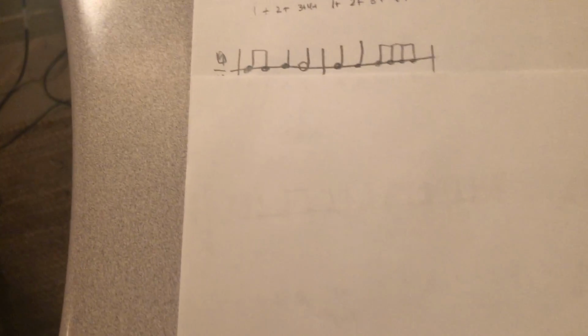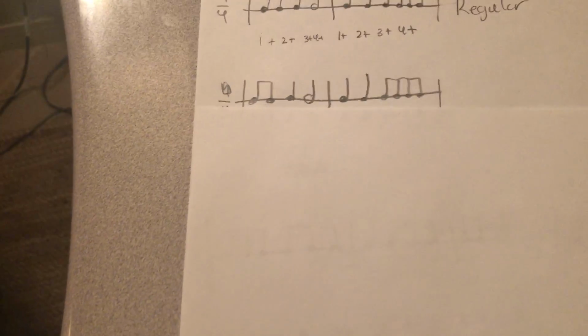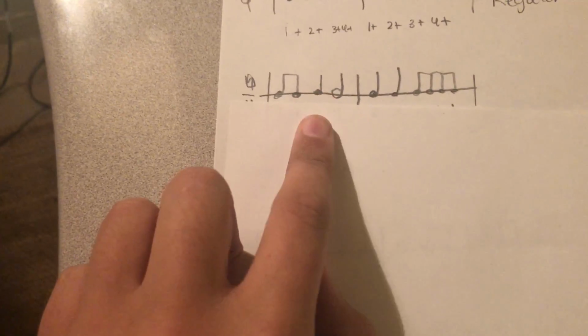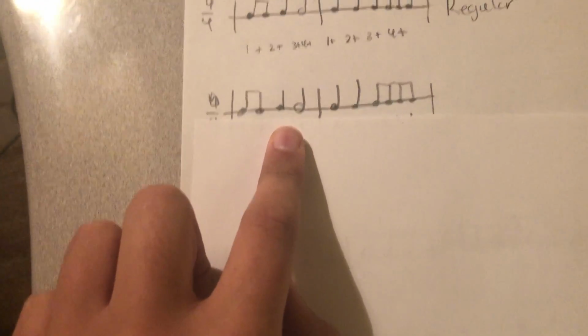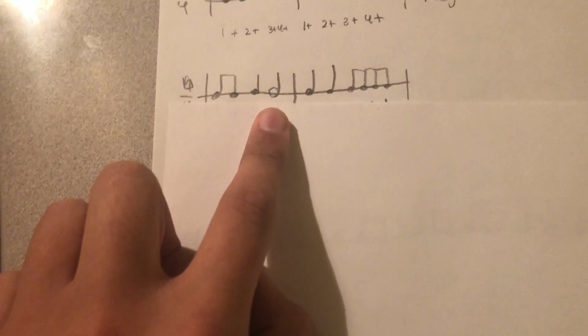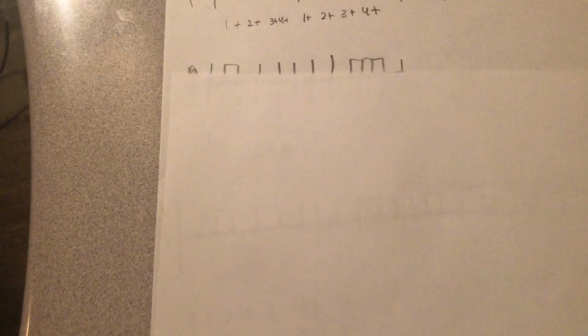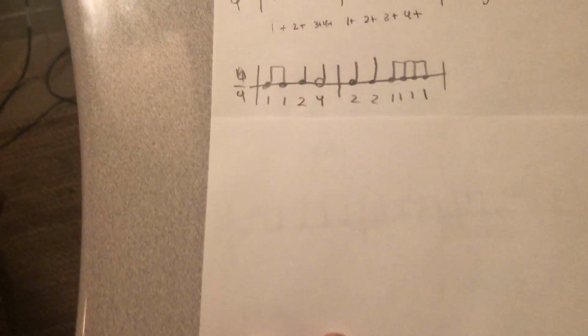Now for the rest of it, what you're going to do is either see it or write down how many of that note appears in that specific note. So for instance, there's 1 eighth note, 1. There are 2 eighth notes in a quarter, so you would write a 2. There are 4 eighth notes in a half, so you would write a 4. And you do this so on and so forth, and what you will get is this.